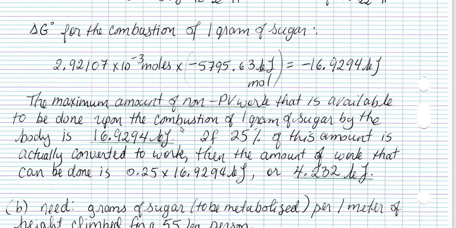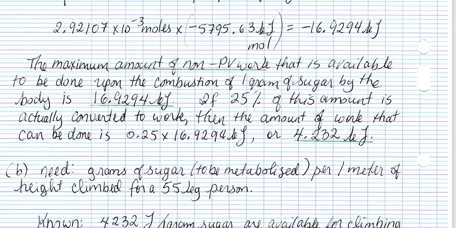Okay. And now, if furthermore, only 25% of this amount is actually converted to work, because this is energy, right? Not all energy can be converted to work. So if 25% of this energy is converted to work, then the amount of work that can be done is 0.25 times 16.9294 kilojoules, or 4.232 kilojoules. And that is the answer for part A.